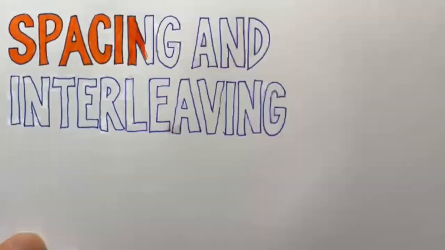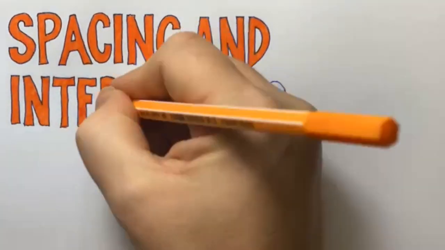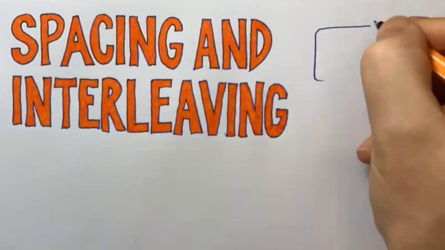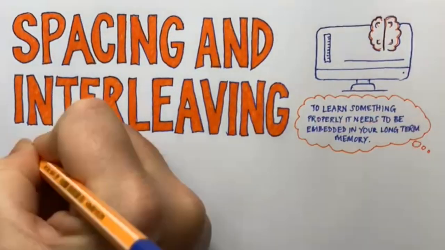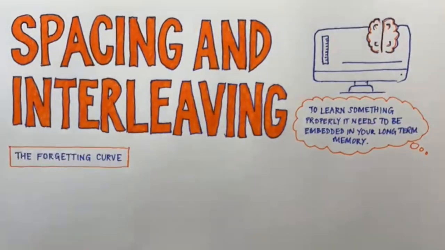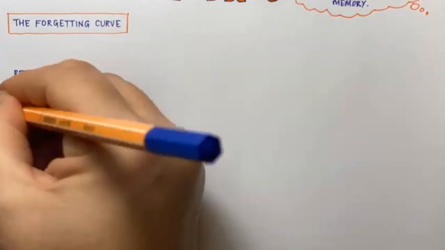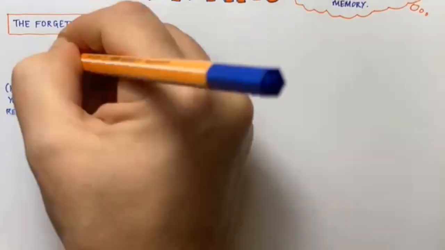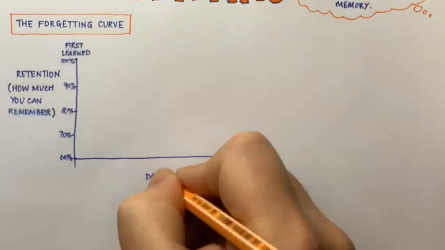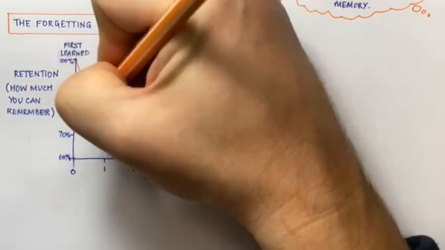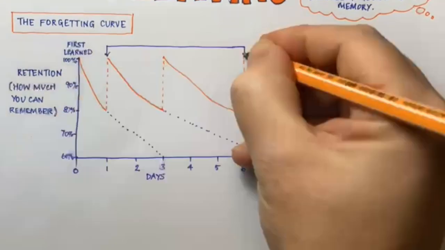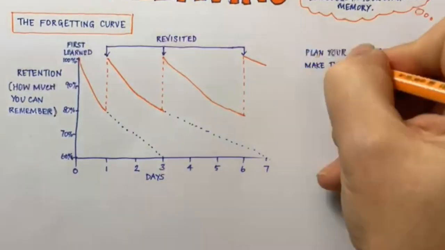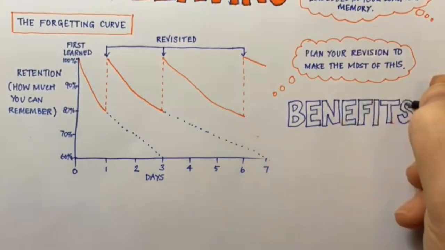Something properly, it needs to be embedded in your long-term memory. In order to remember something, you have to think about it. Over time, you forget the things that you've thought about. The forgetting curve shows this, and also shows how you can revisit a topic to remind yourself of it. Each time you go back to a topic, you forget a little bit less, and you can leave longer before you will need to revisit it again.